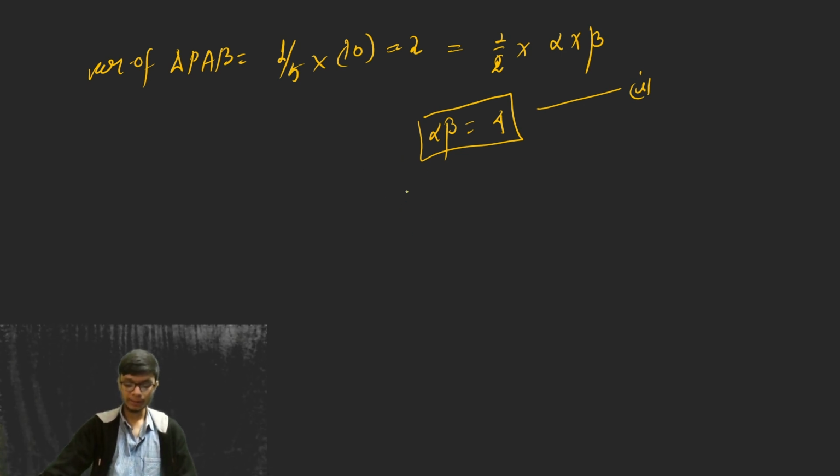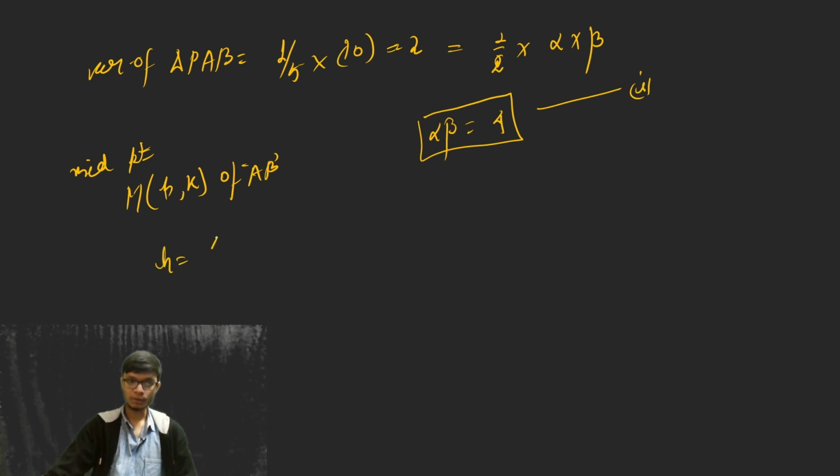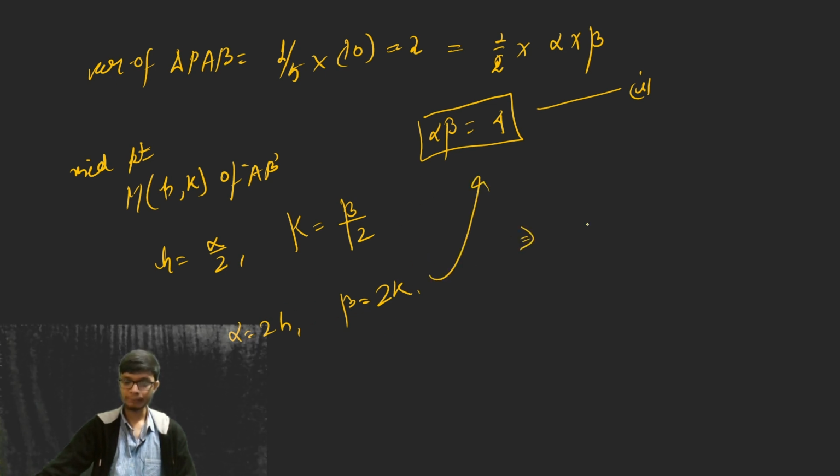Now the midpoint of AB has coordinates (h, k). Using the midpoint formula, h is equal to alpha by 2 and k is equal to beta by 2. So alpha is equal to 2h and beta is equal to 2k. Now the value of alpha into beta is 4, so I can substitute this back into the equation, and I get 4hk is equal to 4. That means hk is equal to 1.